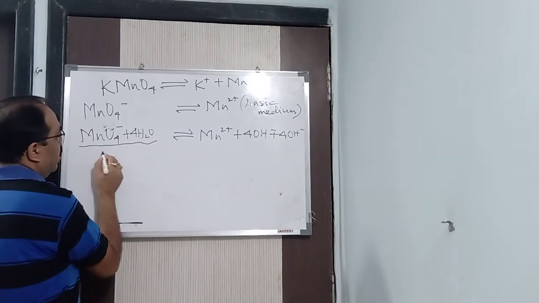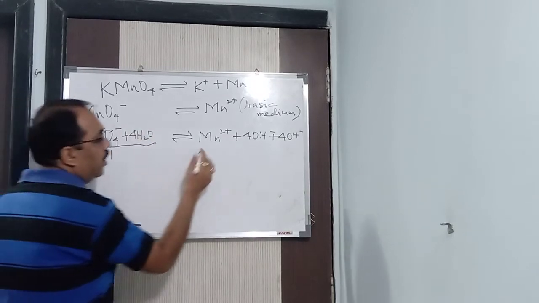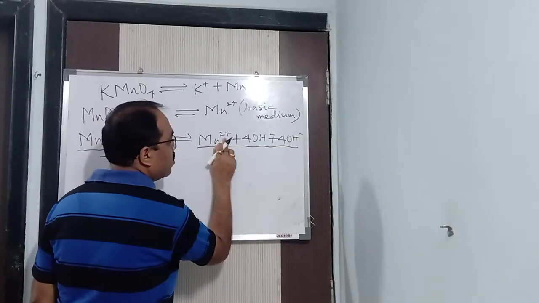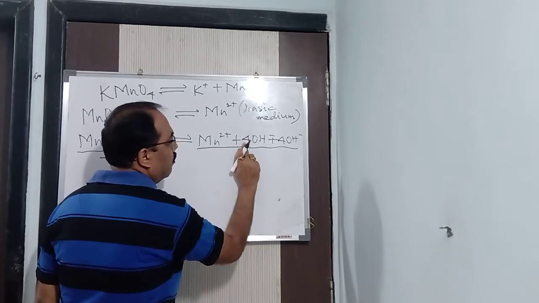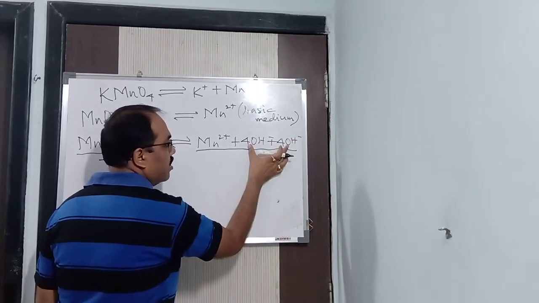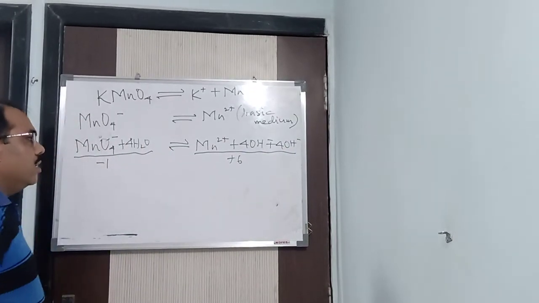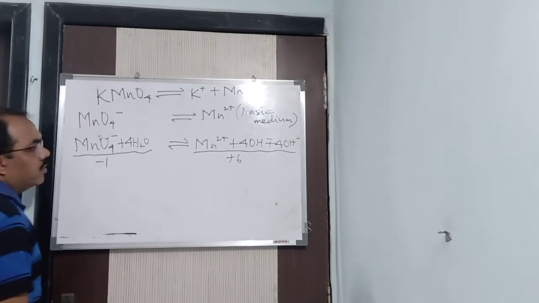The charge is minus 1. See, only 1, because this is neutral, 0. Here, what is the total charge? Plus 2, and how much is it? Plus into minus, minus 4. Plus into minus, minus 4. Minus 4, it is minus 8. Plus 2, how much did I get? Plus 6, isn't it? Plus 6, I got.